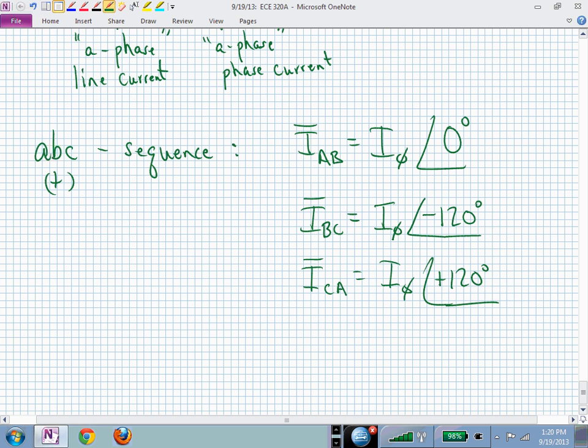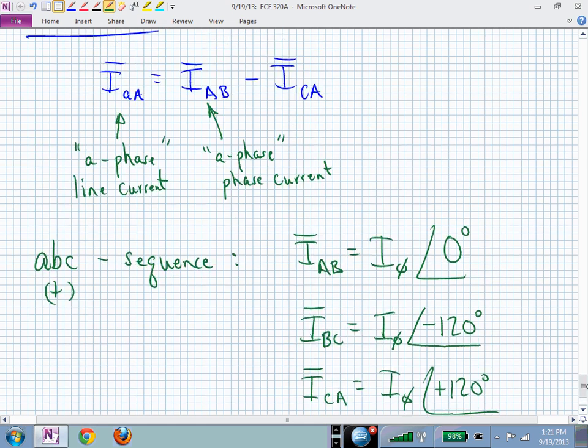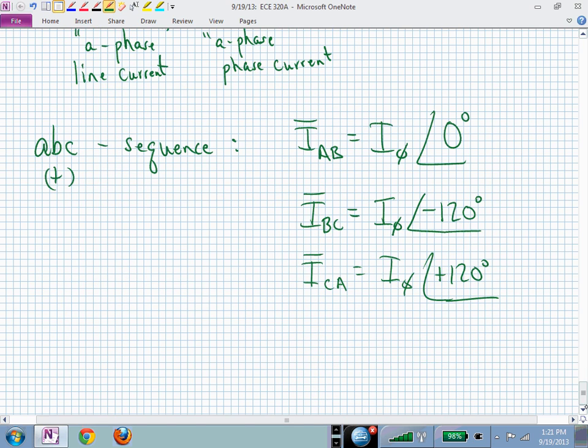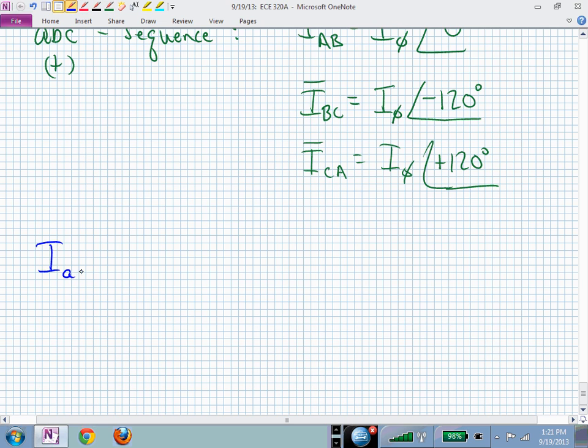Now we can come up with our relationship for our line currents in terms of our phase currents for the delta configuration. We just have to go back here and replace I sub AB with I sub phi at 0, I sub CA with I sub phi at 120 degrees, and take their algebraic sum, and keep track of the real and imaginary pieces of that vector combination. Meaning, we now have I sub AA is equal to I sub AB minus I sub CA.